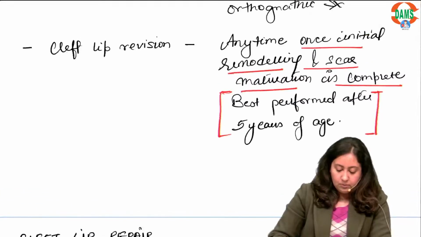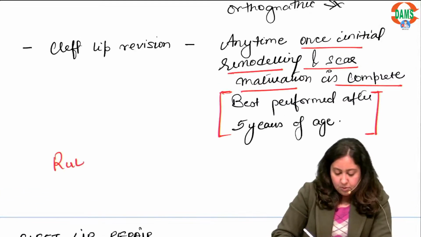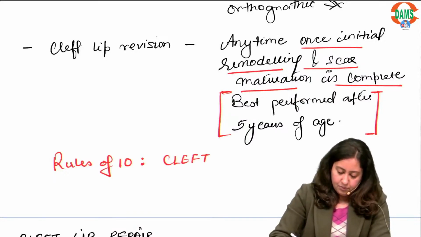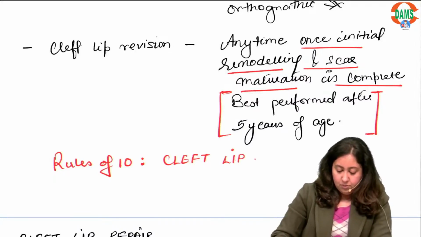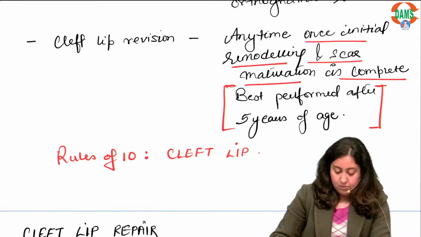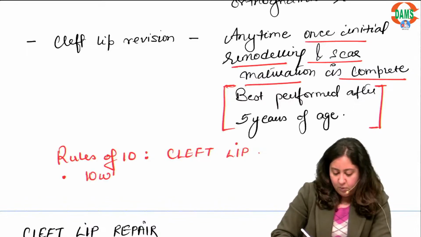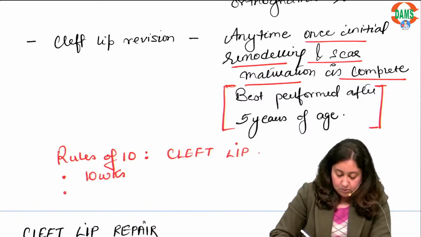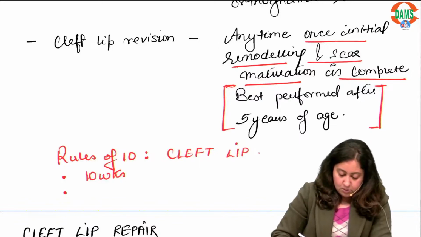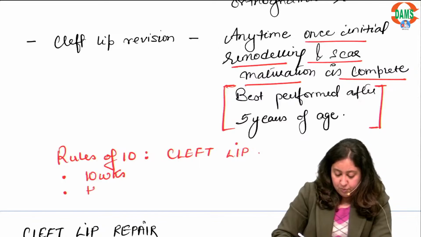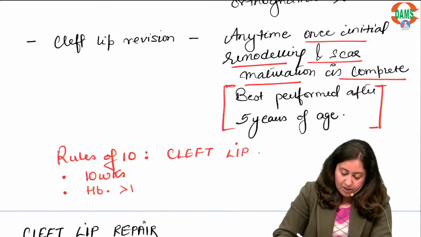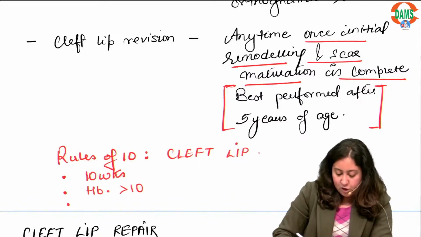Now, please make a point over here. Rules of 10. This is especially for your cleft lip. So the child should be more than 10 weeks. Hemoglobin should be more than 10. Weight should be more than 10 pounds.